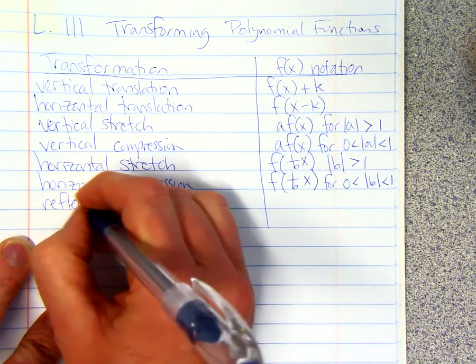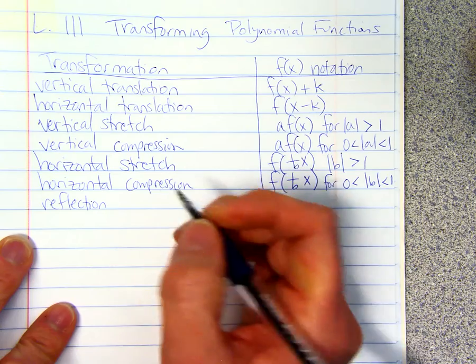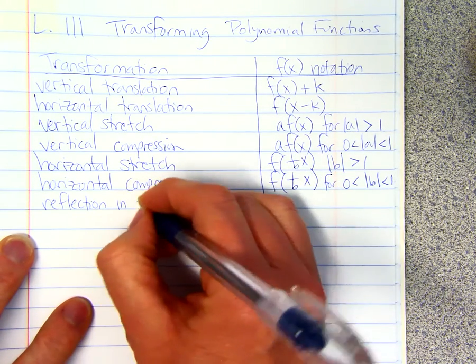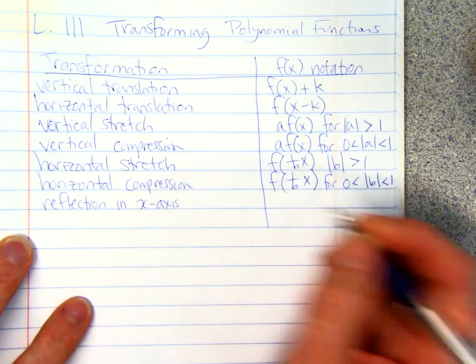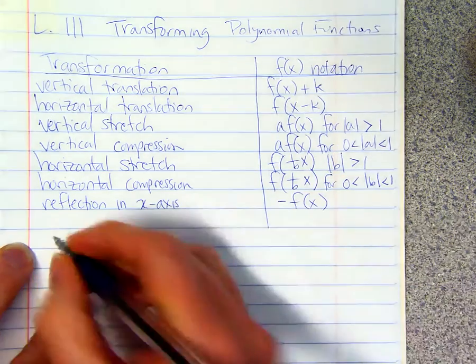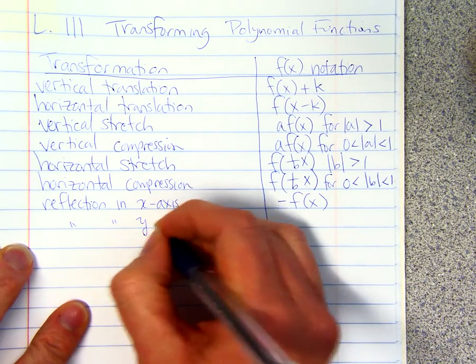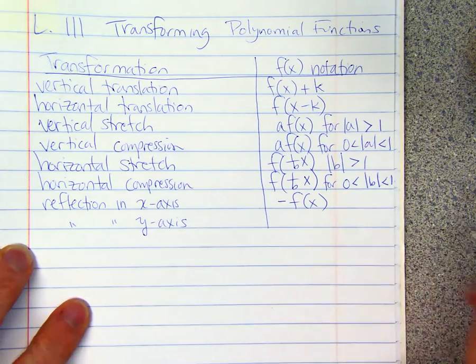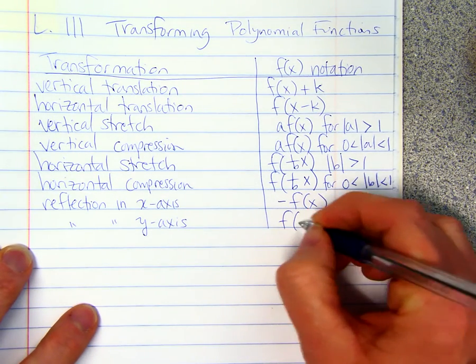A reflection in the x-axis is negative f of x, and a reflection in the y-axis is f of negative x.